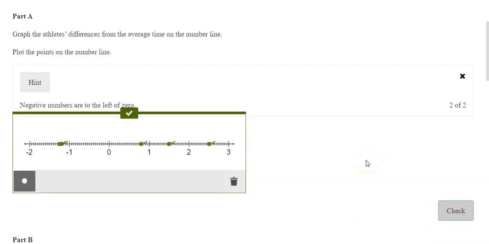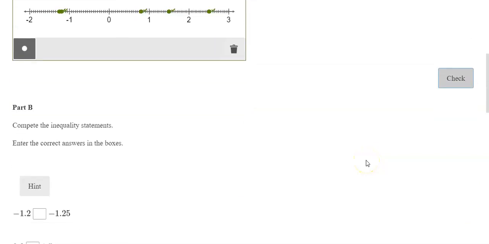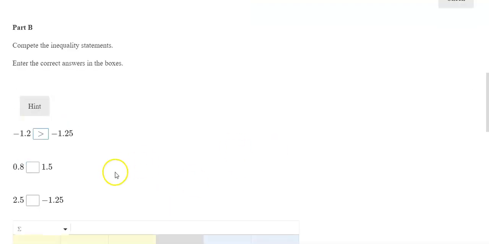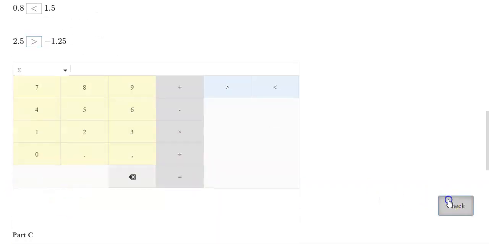There we go. That one was pretty hard to do because there's a lot of dots to count. We're going to complete the inequalities. Enter the correct statement. Negative 1.2 is right here. Negative 1.25 is right there. So this is greater than. -0.8 is less than. Oh, sorry, wrong sign. Less than 1.5. Negative 2.5 is greater than because it's positive, and that one is negative. So let's check them out.